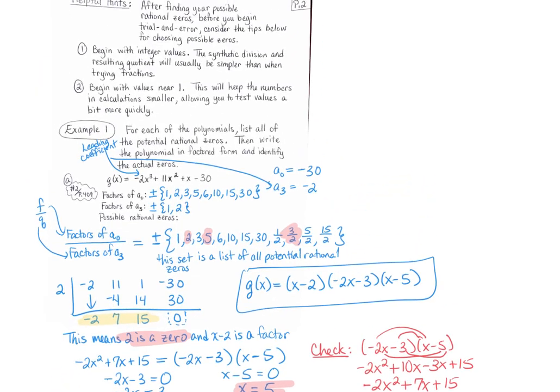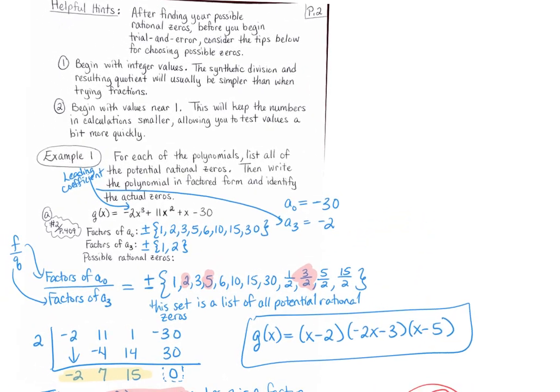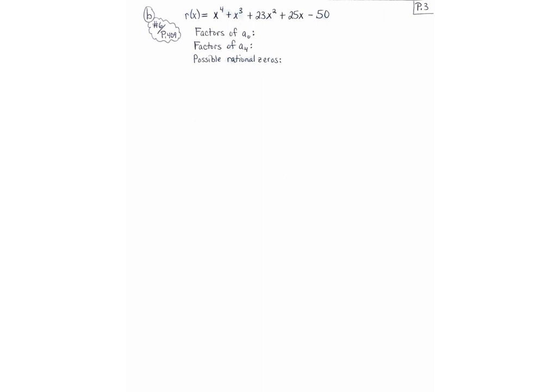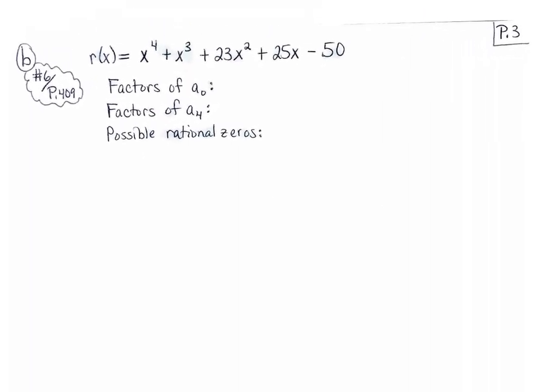So, would it be 1 or 2? Yeah, it says begin values near 1. So take a minute. Determine the factors of A0, the factors of A sub 4, and the possible rational zeros. And then we'll do the rest together. We have to factor the polynomial, that's our goal, and our other goal is to find the actual zeros. But to get there, we need to find these.